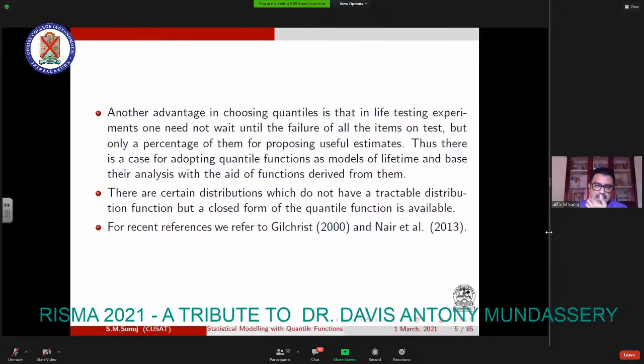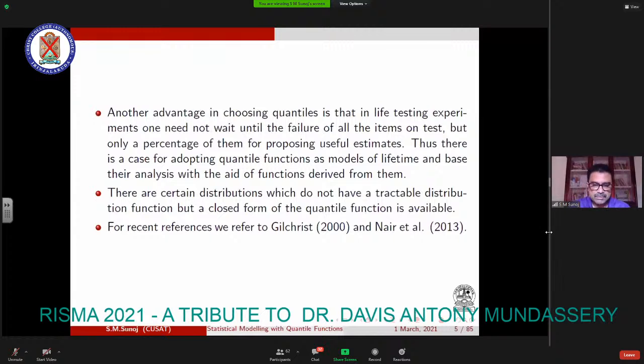Another advantage in choosing quantiles is that in life testing experiments, one need not wait until the failure of all items on test, but only a percentage of them, for proposing useful estimates. Thus, there is a case for adopting quantile functions as models of lifetime and basing the analysis on functions derived from them. In life testing experiments, you don't need all the observations, because with the knowledge of a few, it is possible to explain more. That is an advantage of this quantile approach.